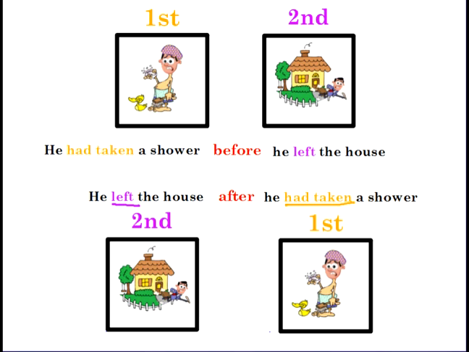Okay, so I hope this was helpful in explaining how we use the past perfect. And we always use the past perfect to talk about two different things that happened in the past, and we want to talk about which one happened first. And for that reason, we use the past perfect.